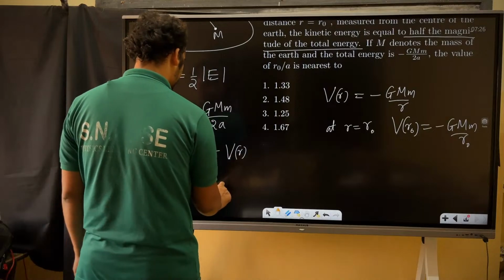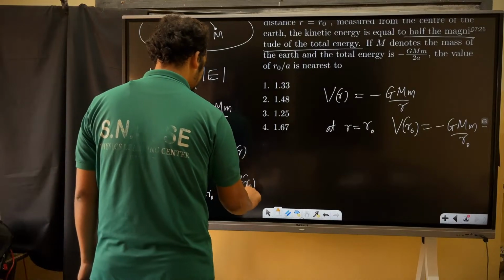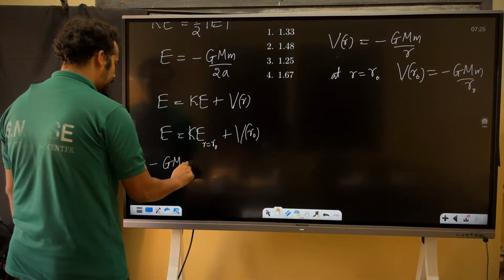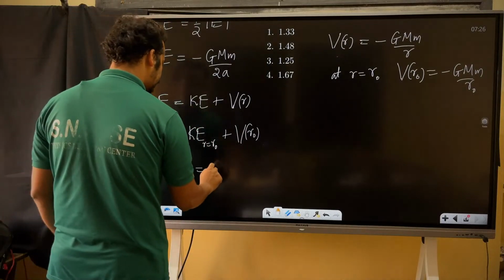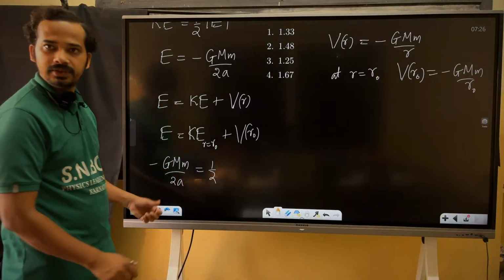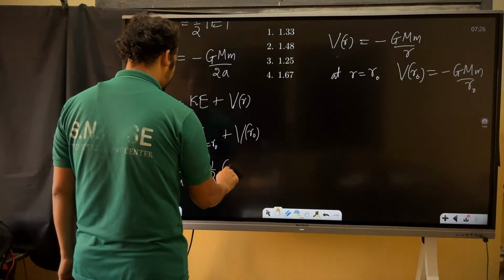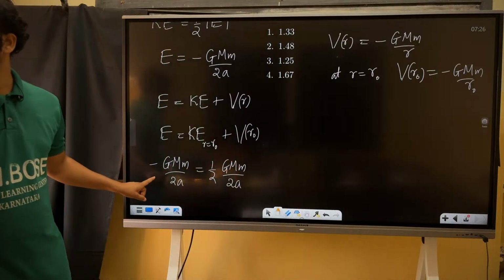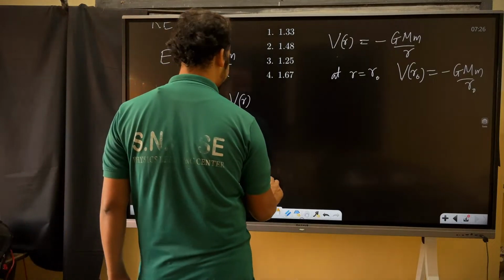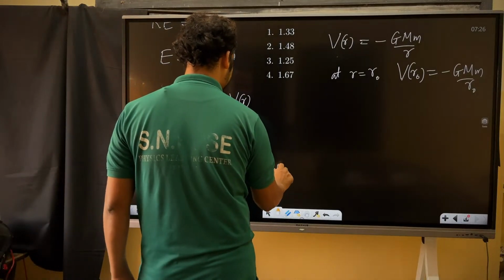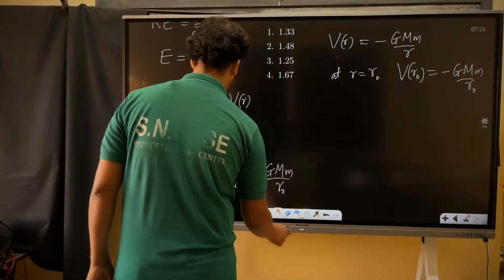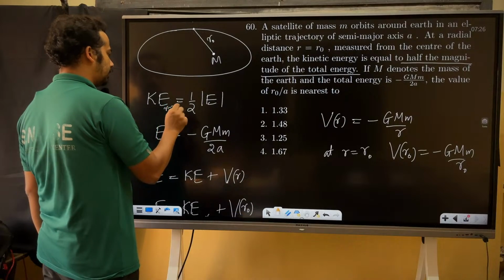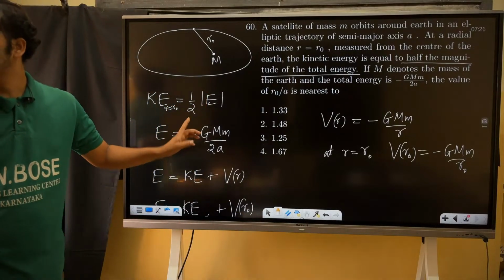Kinetic energy when r equals r naught plus V at r naught. So what he said: kinetic energy at r equal to r naught is half of the magnitude of the energy, minus GMm by 2a. That's equal to GMm by 2a, the mod of energy. Pick up minus the potential energy, GMm by r naught. Kinetic energy when r equals r naught is equal to half of the magnitude of the energy.